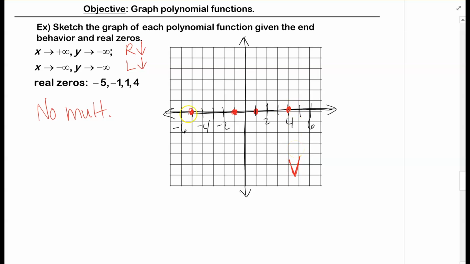And then my left side is also going to go down. So next to my last 0, I'm going to put a shifted arrow slightly a little bit towards the left. Okay? And no multiplicity, so you cross the x-axis every time. So cross, cross, cross, cross.